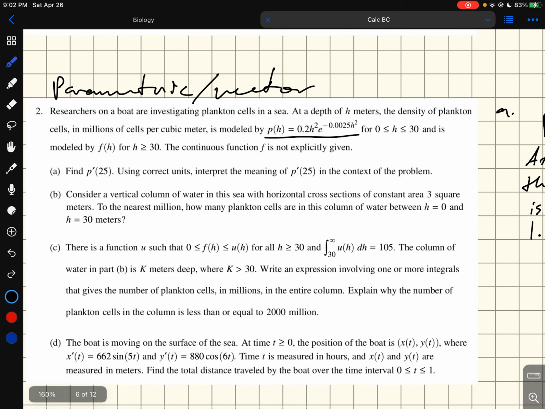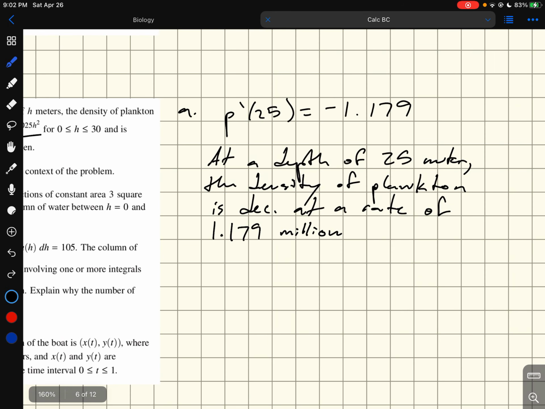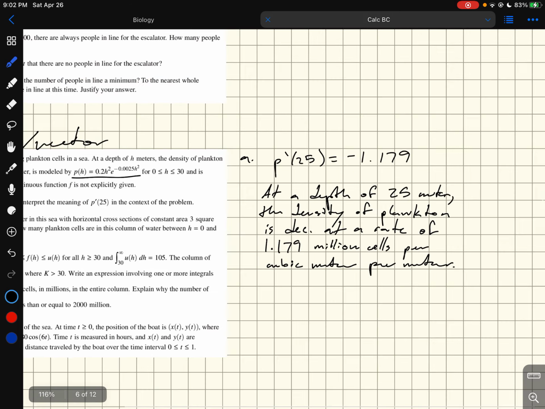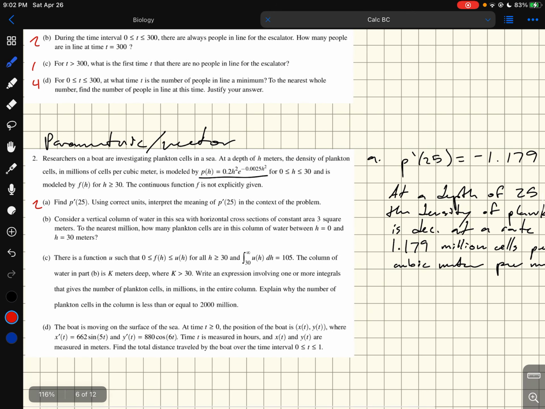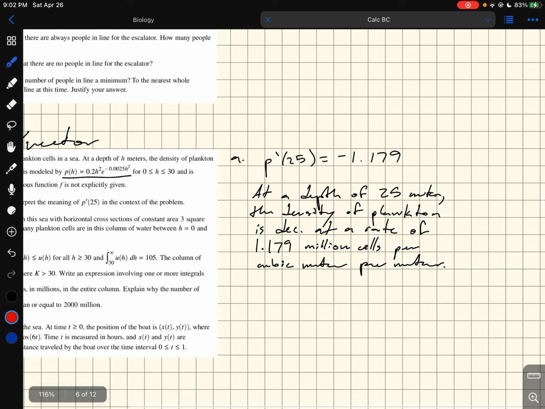Millions of cells. Okay, I can write millions of cells, or million cells. It's the same thing. Million cells per cubic meter per meter. So that's our answer. This one's worth 2 points. It's just one for your answer, and then one for interpreting it with units. So that's that there.